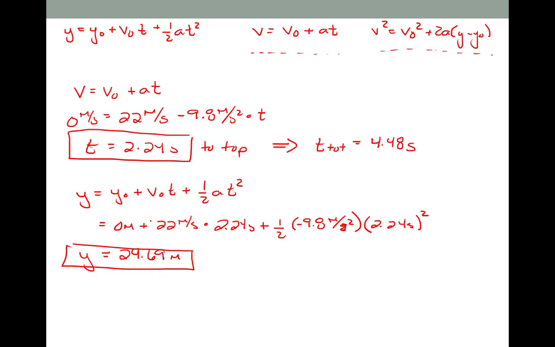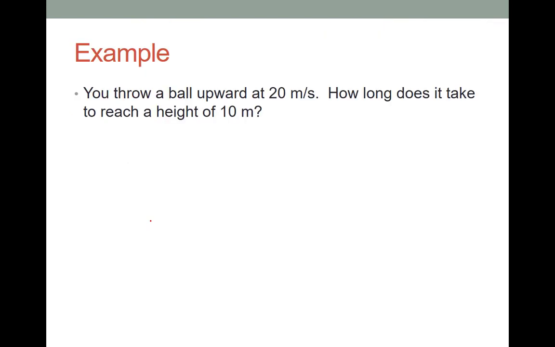One final example for this section again involves a ball thrown upward. We're told how fast it moves when it's thrown, and we want to know how long does it take to reach a height of 10 meters.